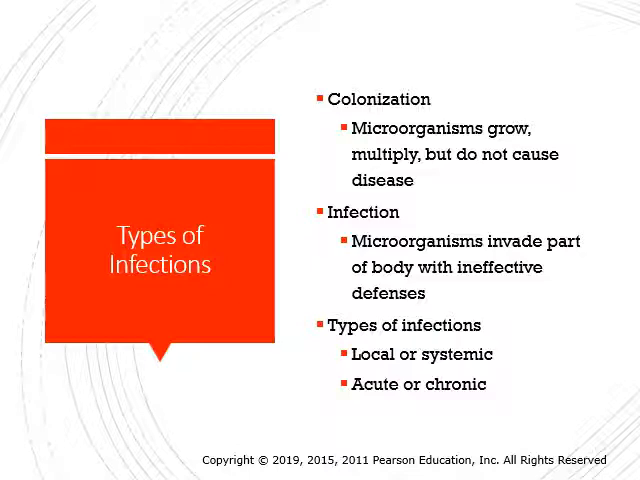The second phase would be infection, when microorganisms invade part of a body with ineffective defenses. So a microorganism has gone to a specific body part that is not adequately protected, okay, by its normal function. Types of infections can be local or systemic, acute or chronic.